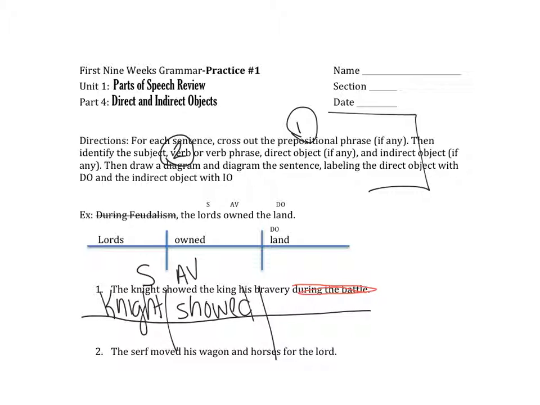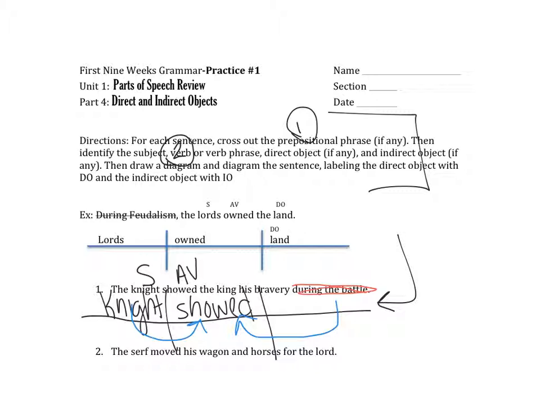We used to stop right there, but now you see this extra spot. That's where we put any direct or indirect objects if we have them, and make sure that you label them so I know that you know the difference between them. So here's the deal. Showed is an action verb. After action verbs, sometimes we have direct objects. Direct objects receive the action. So subjects do the action, the knight did the showing, but direct objects receive the action. They're what was shown, okay?